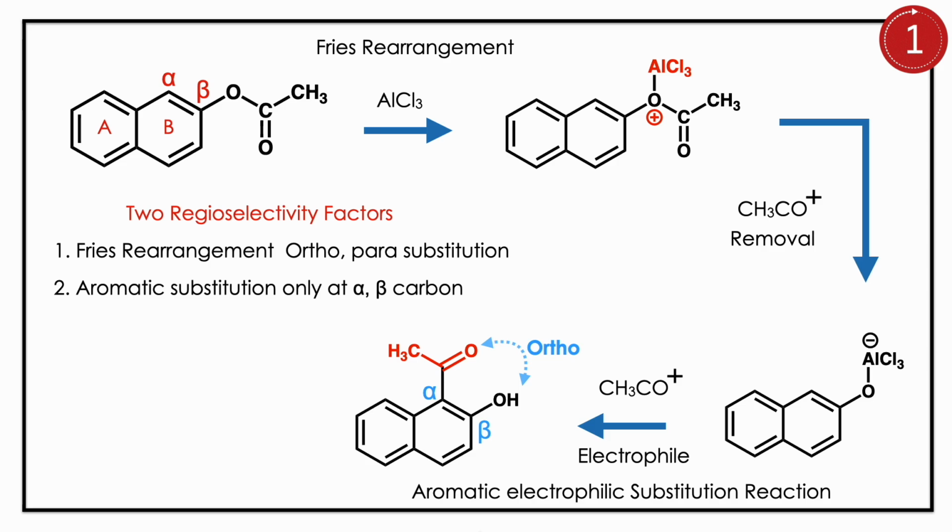Here where will it migrate? Normally in naphthalene alpha and beta positions are the only active ones. So the possibility is only at alpha or beta. Already the beta position is occupied. The possibility will be A.